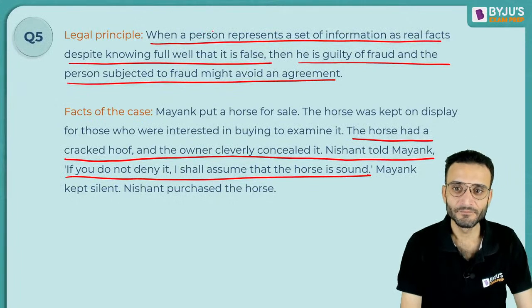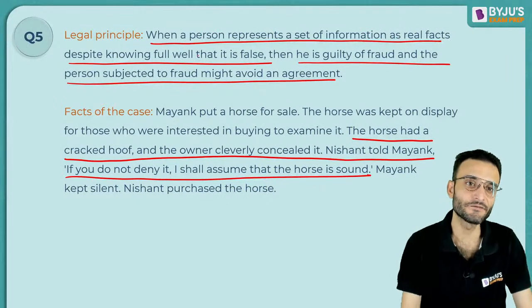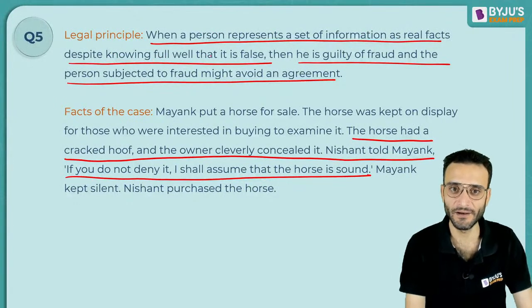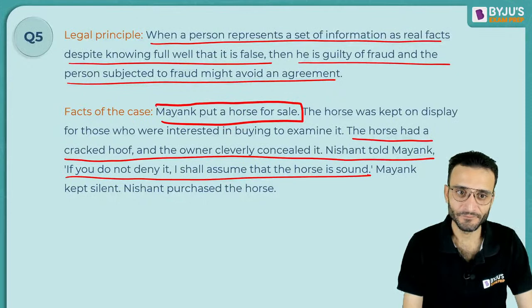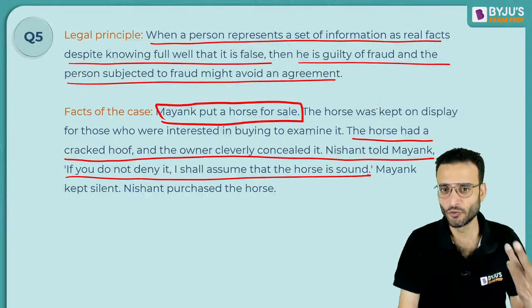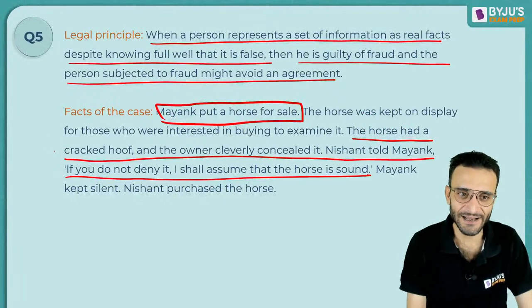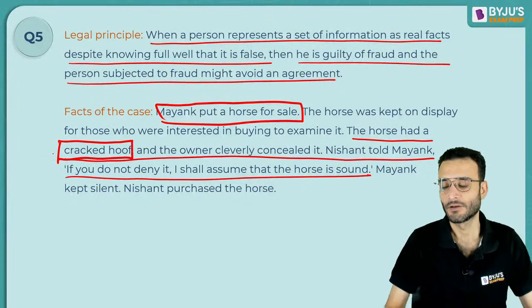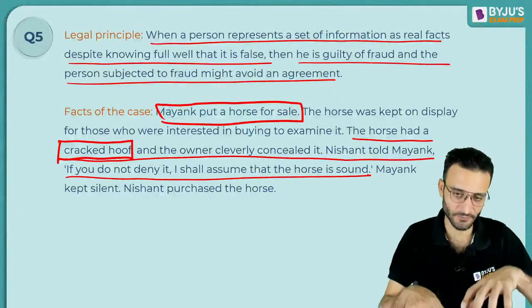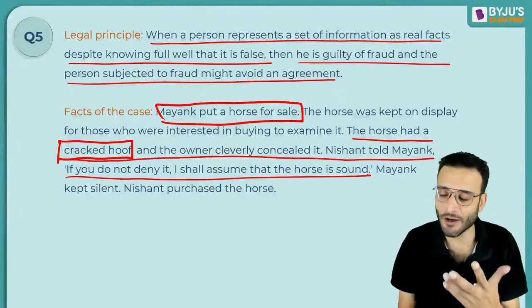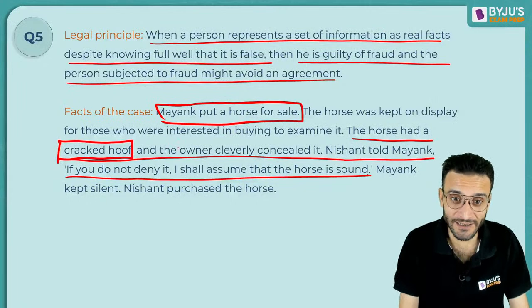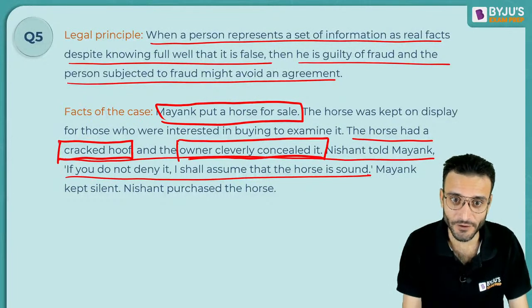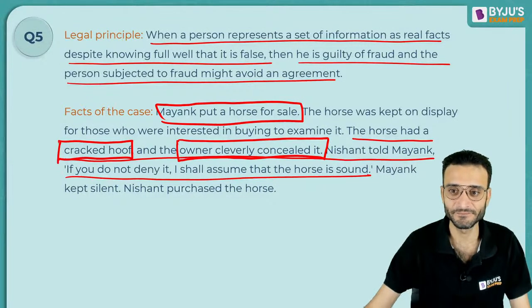A person represents a set of information as real facts despite knowing full well that it is false. Now, Mayank puts a horse on sale. People are coming to see the horse. The horse had a cracked hoof. Hoof means the leg, the foot part. Generally, if you are buying a horse, why are you buying it? For it to run. The owner cleverly concealed it. Very, very important. Am I clear?